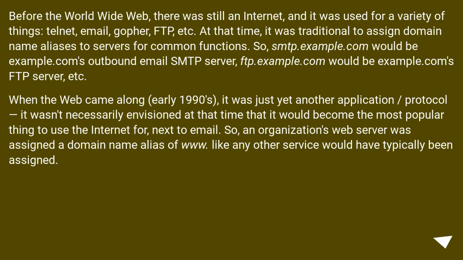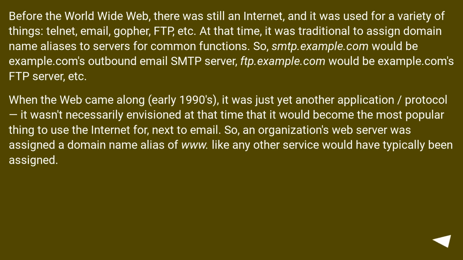Before the World Wide Web, there was still an internet, and it was used for a variety of things: telnet, email, gopher, FTP, etc. At that time, it was traditional to assign domain name aliases to servers for common functions. So, smtp.example.com would be example.com's outbound email SMTP server, ftp.example.com would be example.com's FTP server, etc.